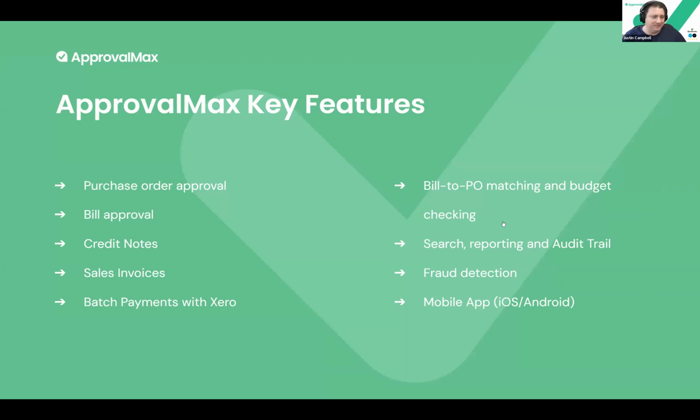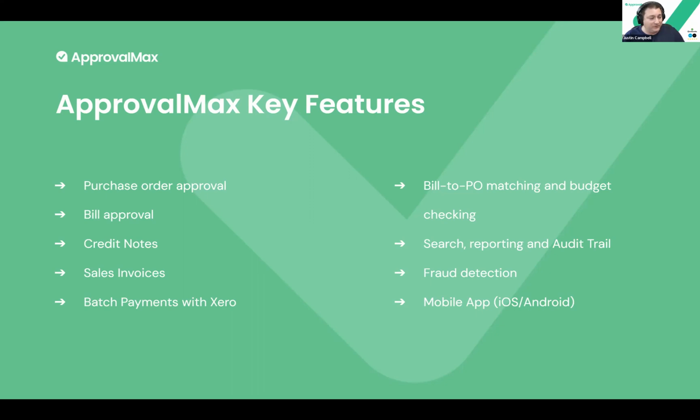So what are some of the key features of ApprovalMax? The purchase order approval, bill approval, credit notes, that's both on accounts receivable and accounts payable. We can also do an approval process for sales invoices as well. Batch payments, which in my conversations with people, I've really come to realize that a lot of people aren't using batch payments, they're actually paying bills one by one. They're not using the batch payment feature in Xero, for example. So there's a huge efficiency that can be gained by having an approval process for your batch payments.